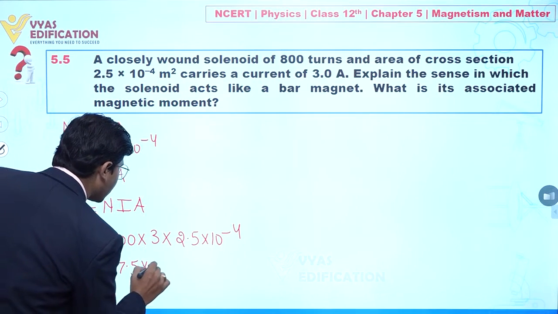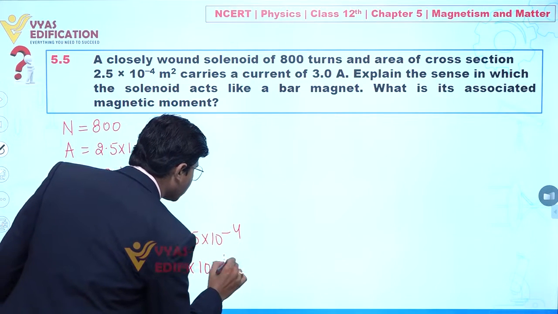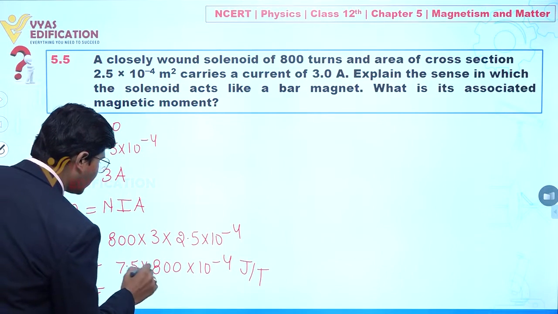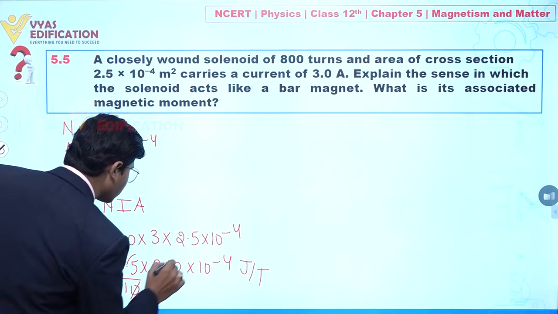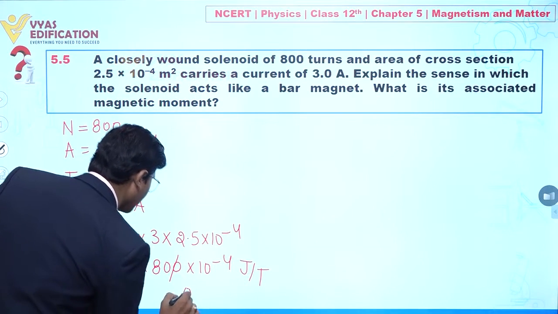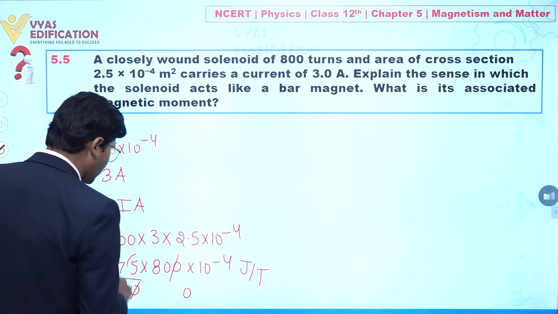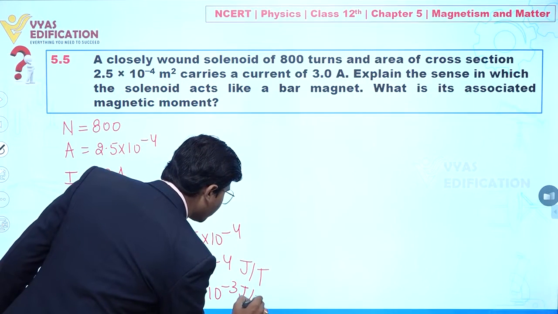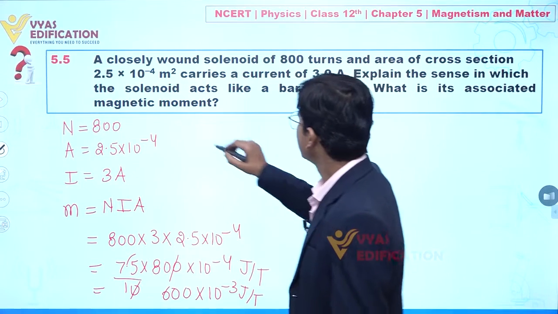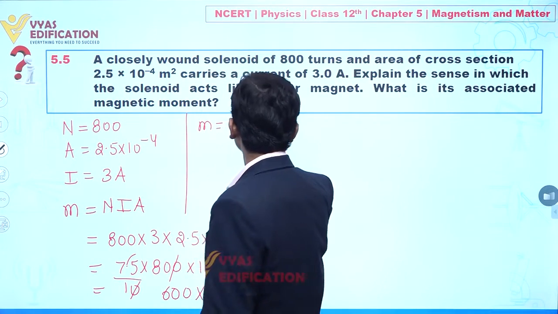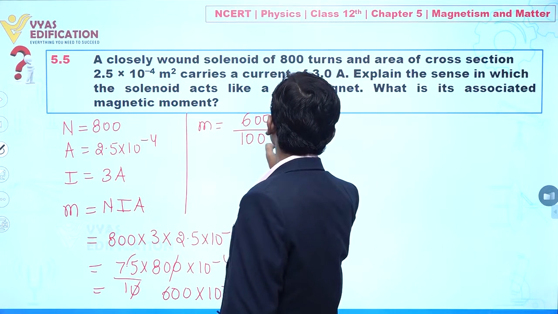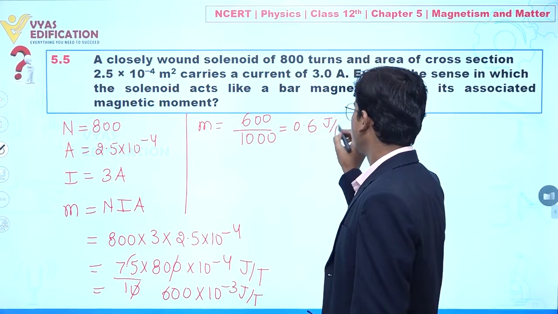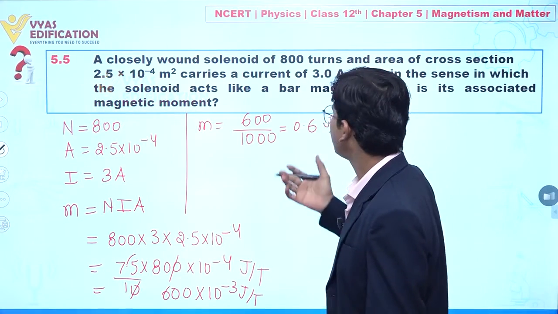So from here we can write, this is 7.5 multiply 800 into 10 to the power minus 4, and the unit you will get is joule per Tesla. If you multiply here, this 10 and this one cancel out. From here you can see 8 multiply 5 is 40, and 4 into 5 is 20, so we get 600, multiplied with 10 to the power minus 3 joule per Tesla. So the value of magnetic moment is 600 divided by 1000, and this is equal to 0.6 joule per Tesla. So this is the value of magnetic moment.